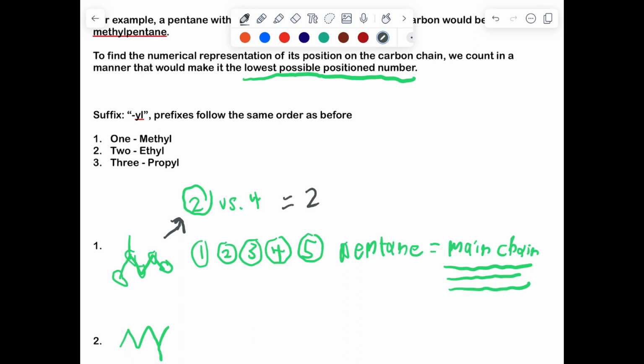So first we need to know where the particular group is located. So it's on the 2, and then it's 1 carbon total, so it's going to be a methyl group. And we're going to attach that to the main chain, so it's going to be 2-methylpentane.